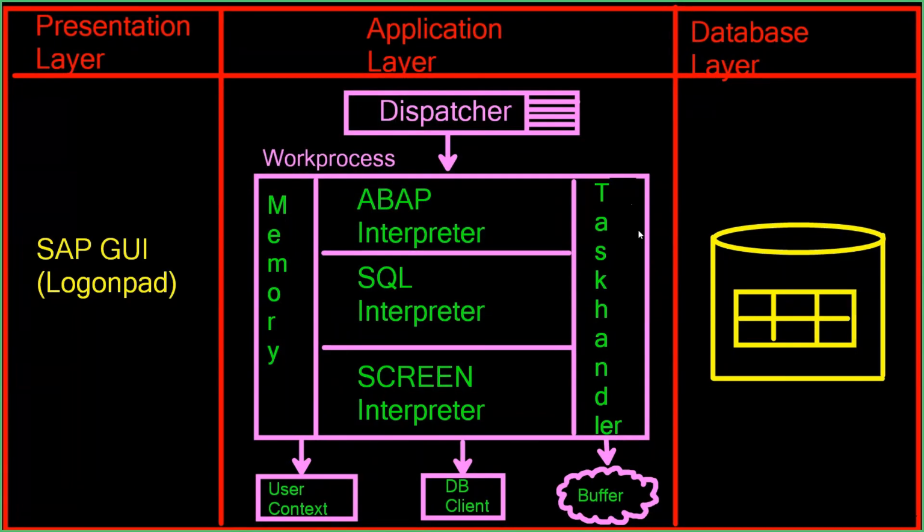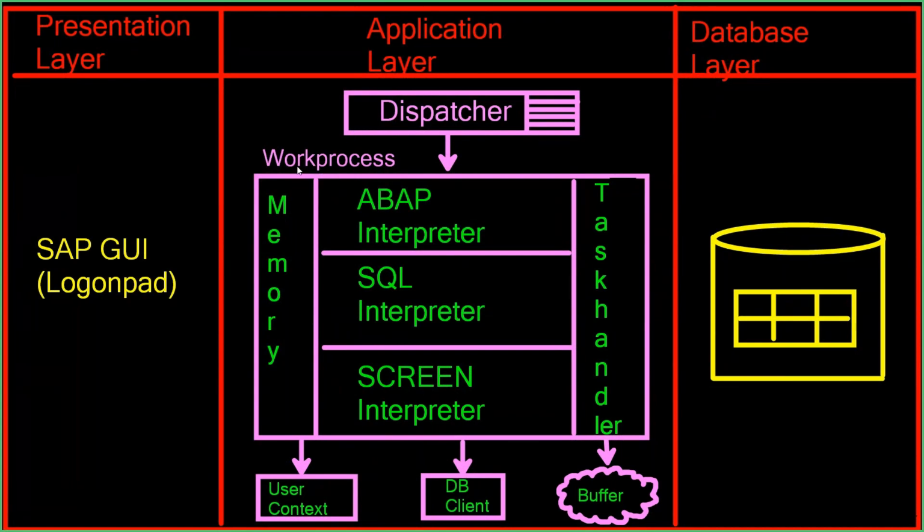So under the dispatcher, we have work processes. In this slide there is only one work process, but under the dispatcher in an SAP system, we have a number of work processes. The work process is what processes the entire user request.